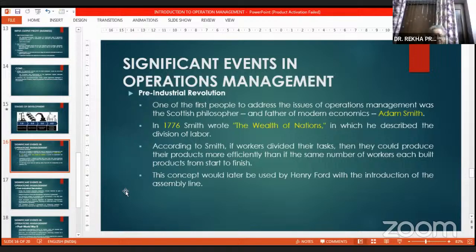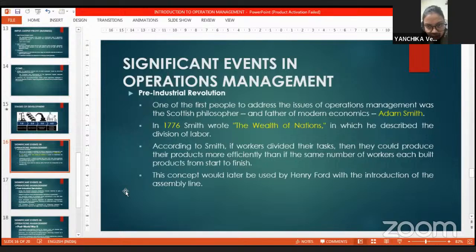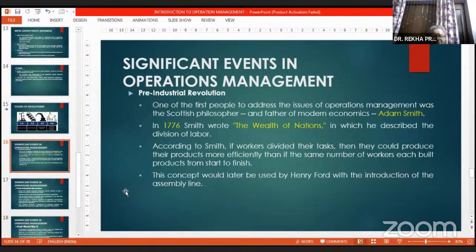According to Smith, if workers divided their tasks, then they could produce their products more efficiently than if the same number of workers each built a product from start to finish. This concept would later be used by Henry Ford with the introduction of the assembly line. So Adam Smith was the first one.